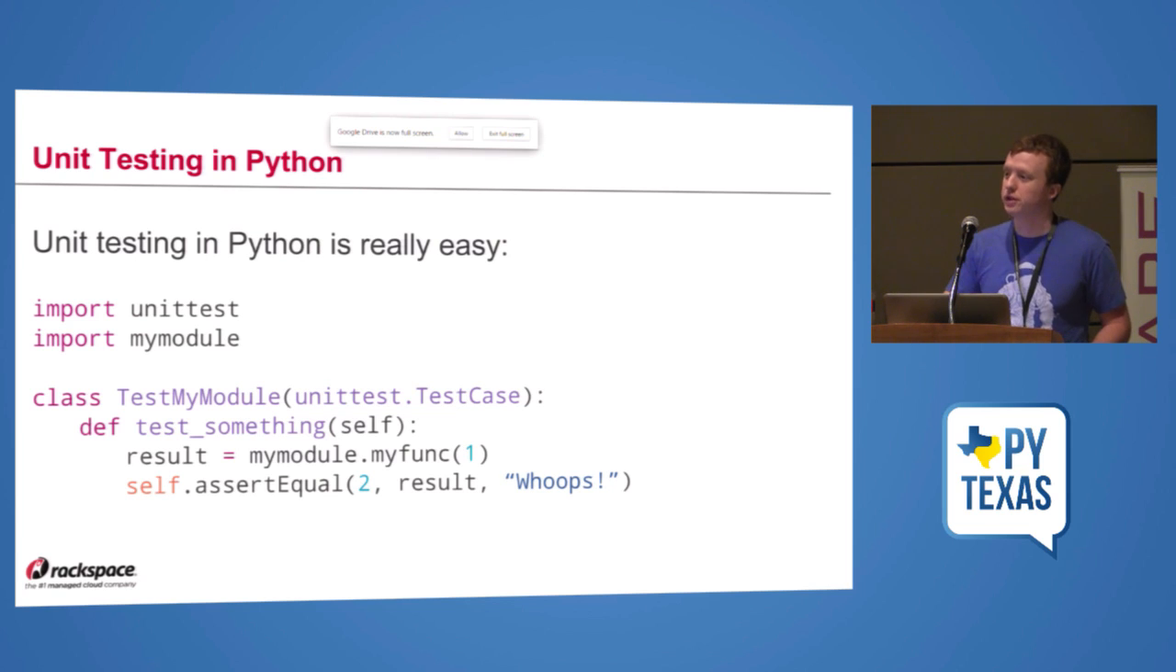So I just wanted to show a quick example here of how easy it is to write a unit test in Python. Python has a built-in module called unittest, which you just import and then subclass the unittest.TestCase class, and then you write your test functions, and they can do something really simple like call a function on a module you wrote, and then you can write a quick test, assert things are happening the way you expect them to happen.